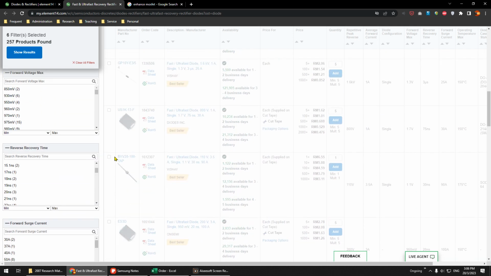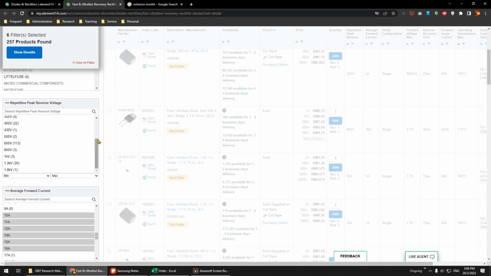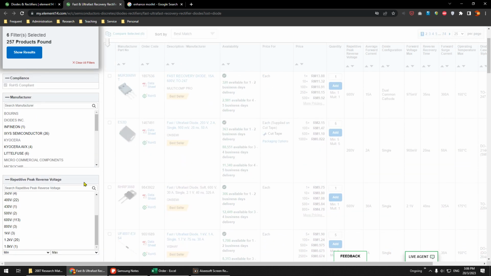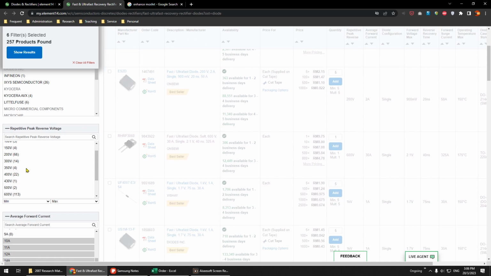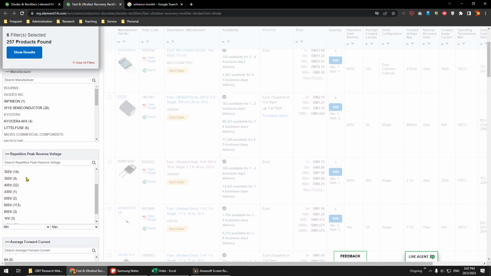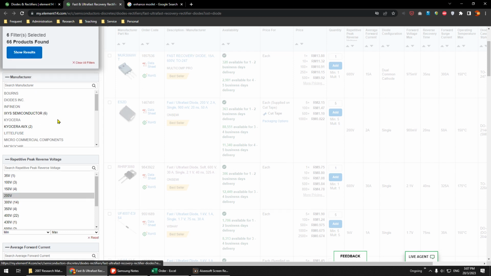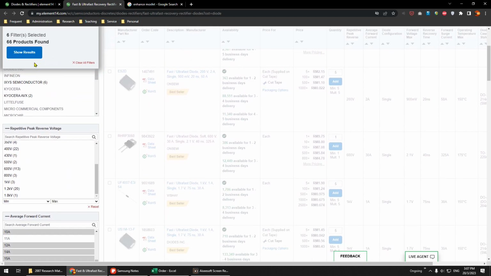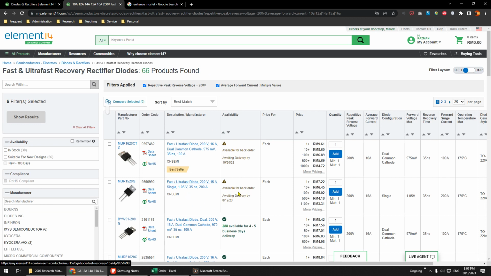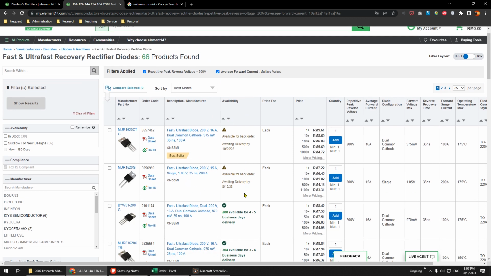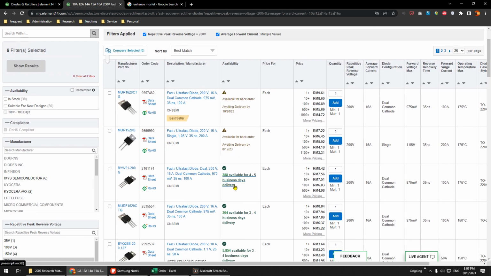You have to find out the reverse voltage. What is the highest reverse voltage? Maybe in your calculation it is 100, after the safety factor it becomes 200. I think 66 is quite enough, so just click it. Show filter, and with this one also show. Again you have to make sure it's available. This one is not available, this one is available, it's still very low.